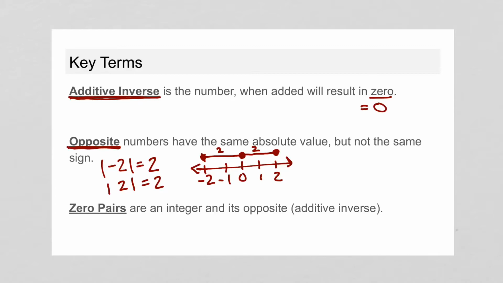So an opposite, like 2 and negative 2, they're the opposites. They're the same distance from 0, but they don't have the same sign. 2 and negative 2 are different numbers. They might have the same absolute value, but they don't have the same sign. So now when we start talking about, in a few minutes, 0 pairs, they're the integer and its opposite. Like in the example above, 2 and negative 2 are opposites. They both are the same distance from 0, so when you add them together, they make 0. They're a 0 pair.